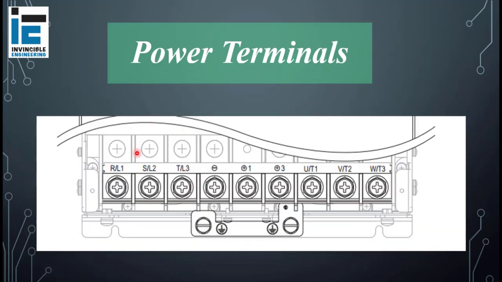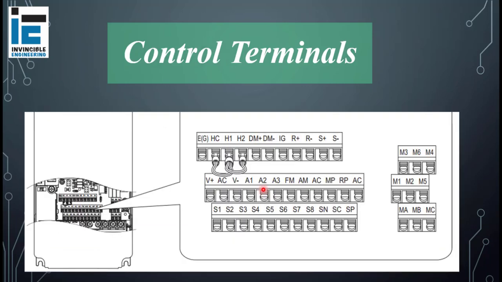These are the power terminals of the inverter. On the left side there are L1, L2, L3, which are the input of every inverter, and the outputs U, V and W. Motor wires will be connected at the U, V and W terminals.